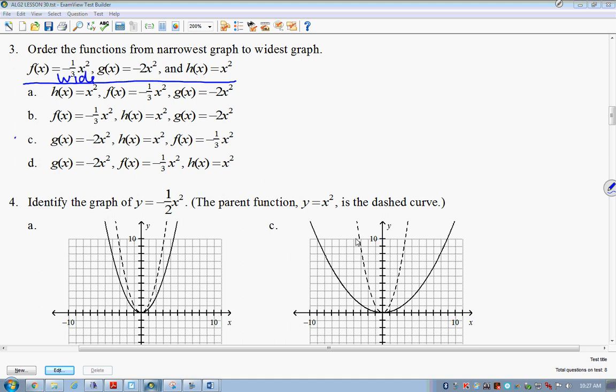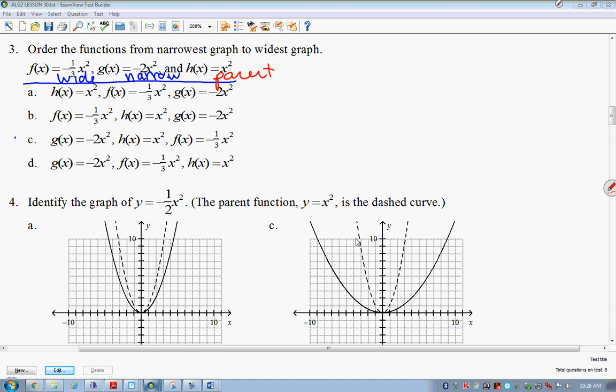Okay, what about negative 2? Is that going to open wide or narrow? Narrower, because the absolute value of it is greater than what? What is it? Greater than what? Greater than 1. Okay, and what about h of x equals x squared? What is x squared in this? It's the parent function, so it's the standard, right? Both of these are in relation to the parent function.